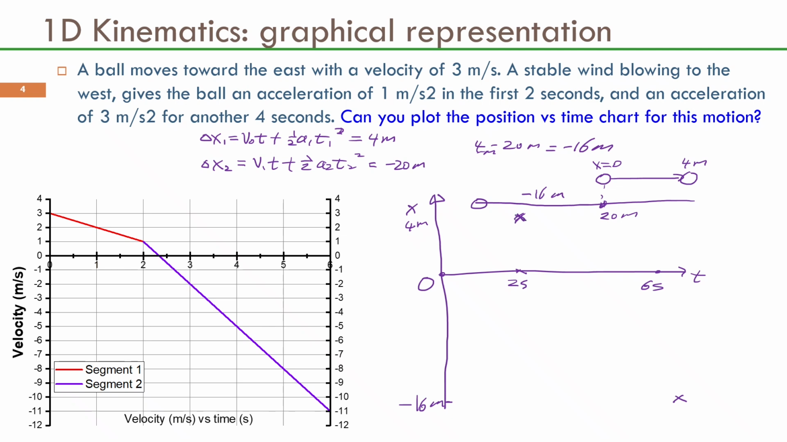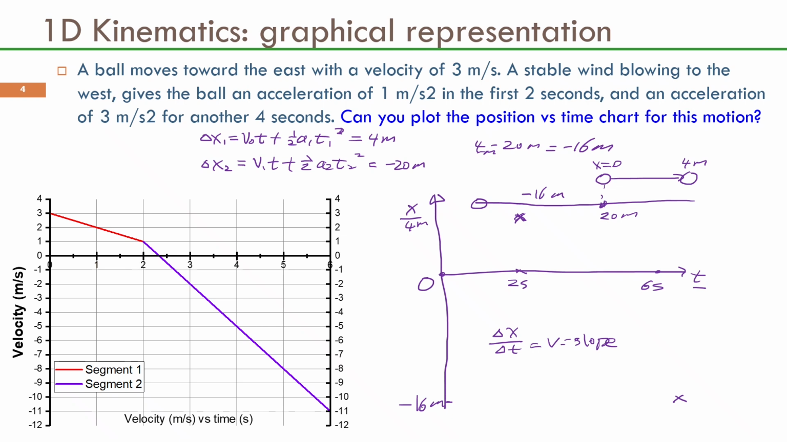Then we need to understand the relationship between displacement and velocity. We know delta x over delta t is velocity, and this is my delta x, which is the y, and this is my t, which is the x. So in other words, delta x over delta t is basically the slope of the displacement, or you can say the position versus time chart.